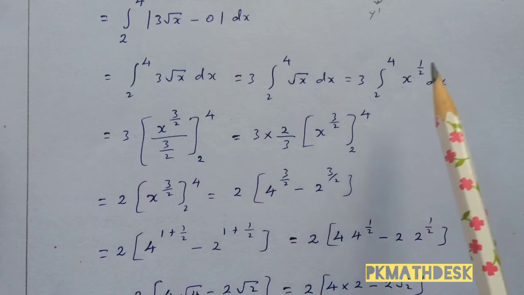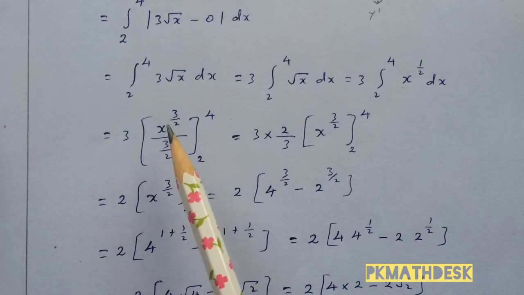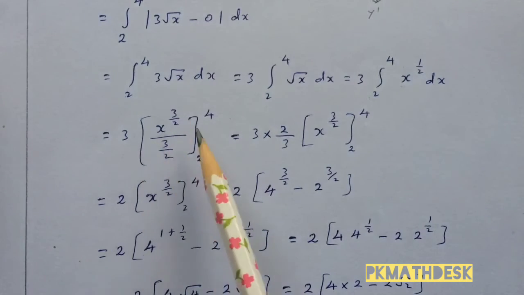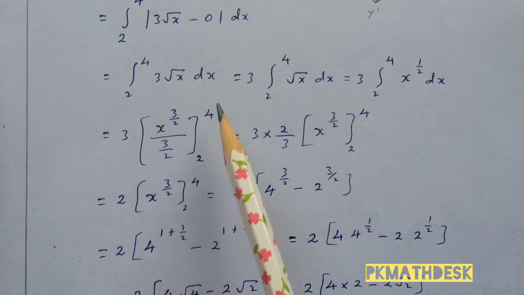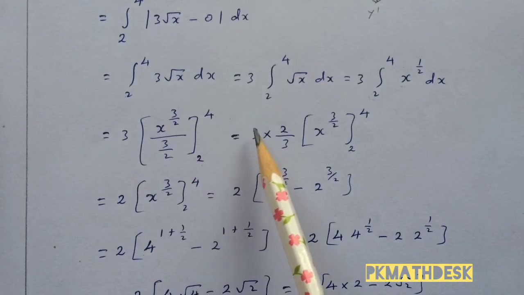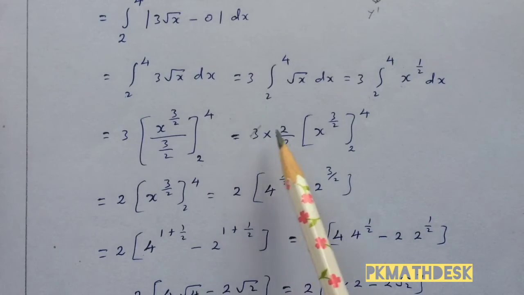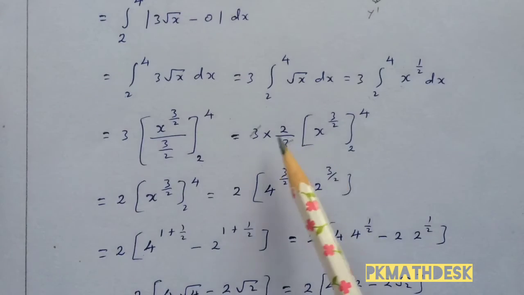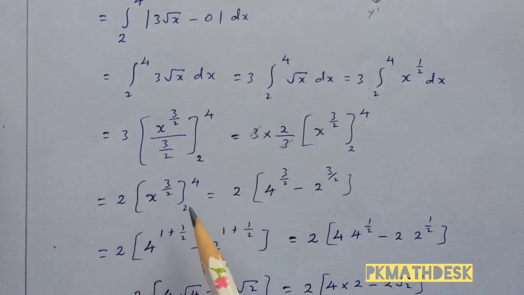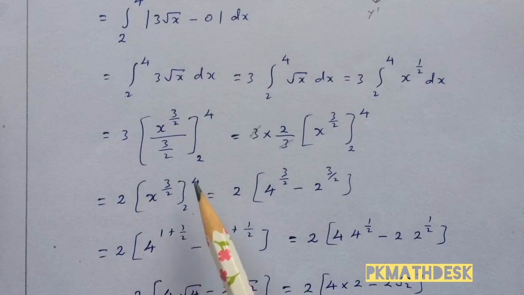Take the integration of x power 1 by 2. That means 3 into x power 3 by 2 divided by 3 by 2, with the limit 2 to 4. 3 by 2, take the reciprocal. That is equal to 3 into 2 by 3. 3 cancel. Okay, 2 into x power 3 by 2, with the limit 2 to 4.